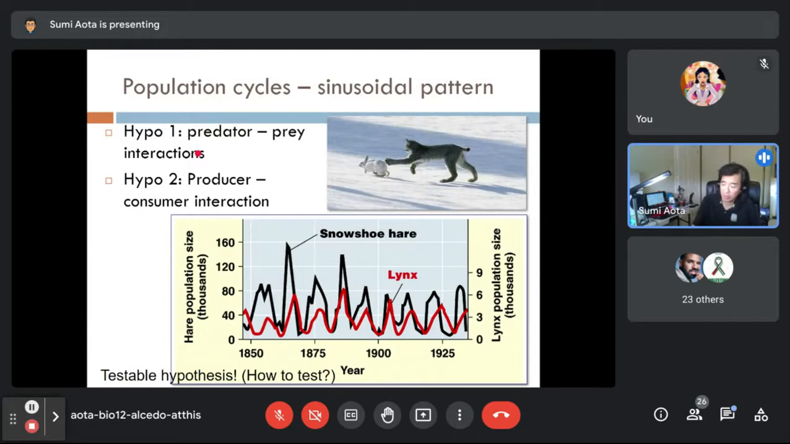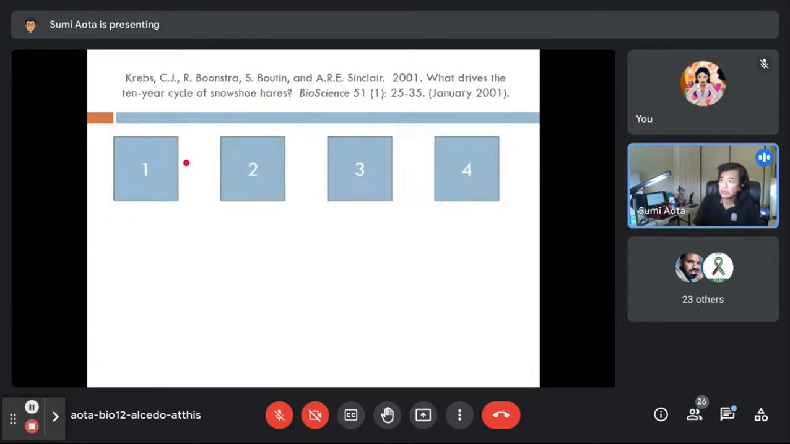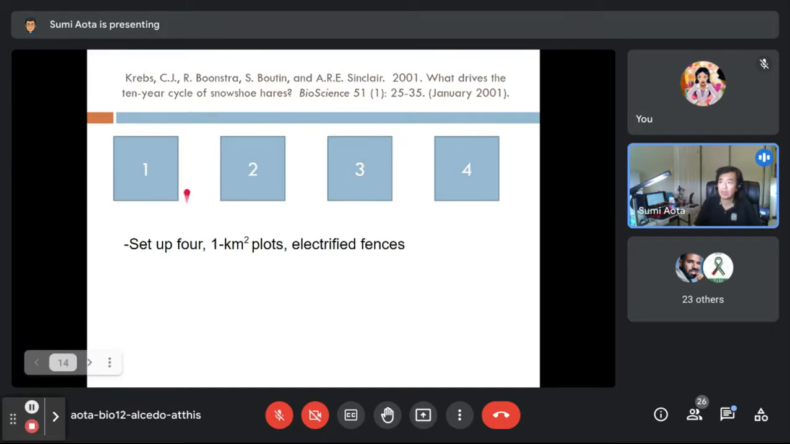And the basic idea was, in the research forest, they set up plots. Now, these plots were 1 kilometer square. So they set up electric fences in a 1 square kilometer plot, they set up 4 of these sites in Kluane. Number 1 was control. So all they did was they left it alone. They didn't change anything in that first plot.